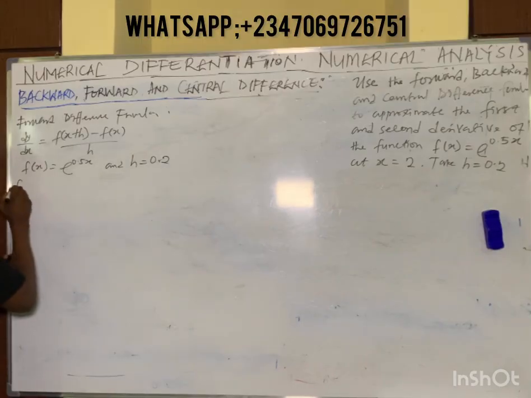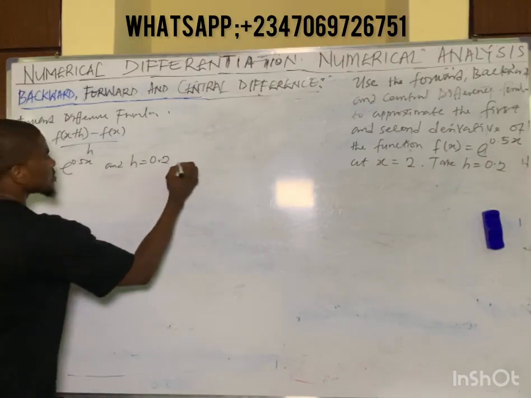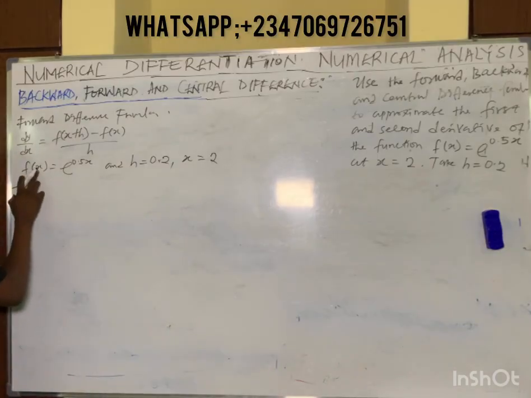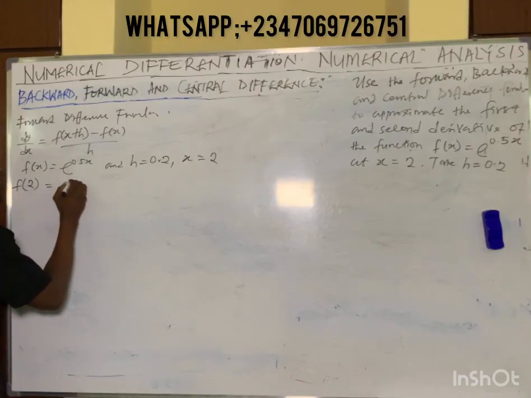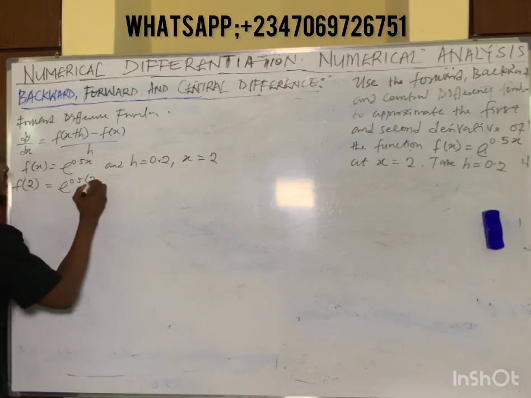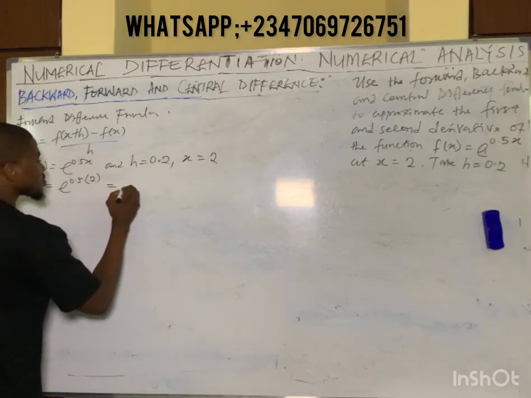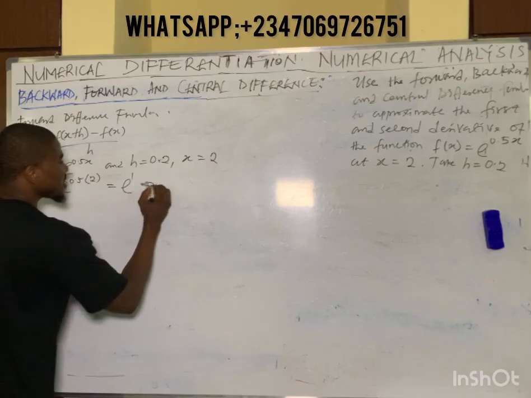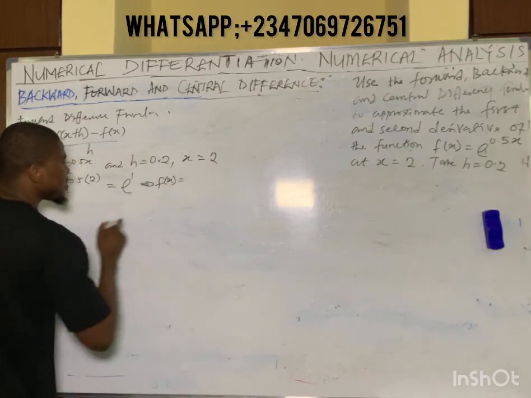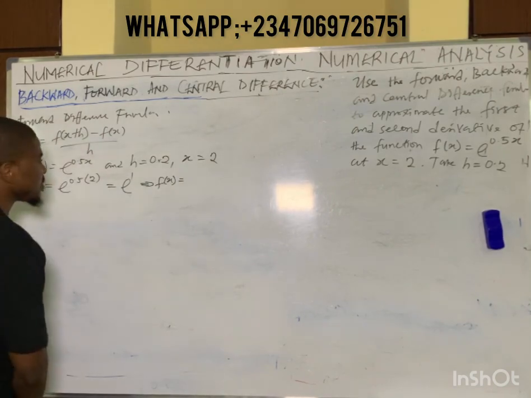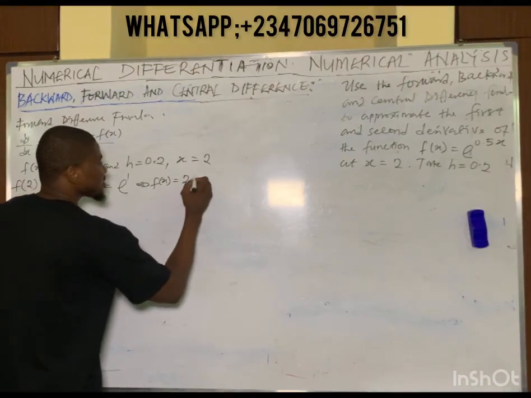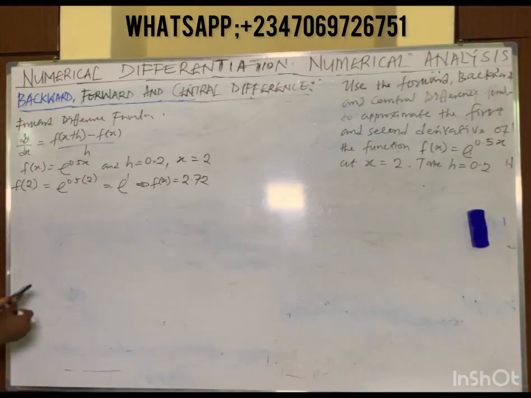So f of x will now become, we're also given x, not forgetting x will be equal to 2. So if x is equal to 2, in place of x, simply plug in the value of 2, so you find f of 2, and that's equal to exponential 0.5 multiplied by 2. So this is going to be equal to exponential 0.5 times 2, which is simply 1. So f of x is simply f of 2. Now we simply find exponential 1. So exponential 1 is approximately 2.72. So you keep this apart.